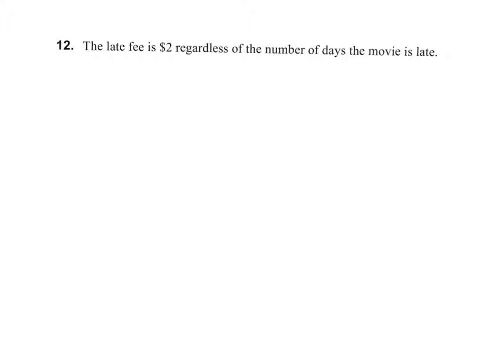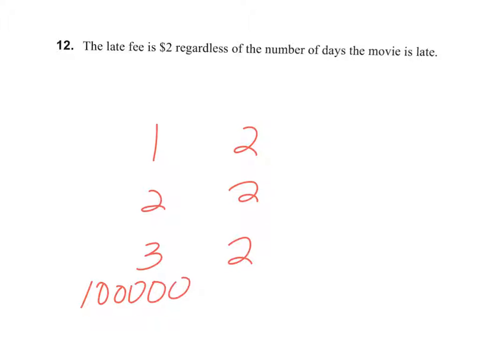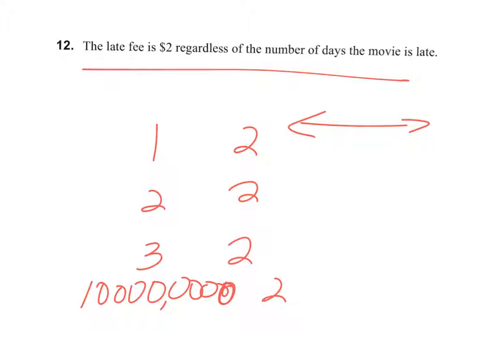So, alrighty, here we have the late fee is $2 regardless of the number of days the movie is late. So that means if it's 1 day late, I pay $2. If it's 2 days late, I only pay $2. 3 days late, I only pay $2. A million days late, there's a bunch of zeros, and still only $2. By the way, I just keep the movie, right? $2, free movie. Alrighty. So it doesn't matter how many days. It's going to be a perfectly flat line, which if you remember, means a slope of 0.